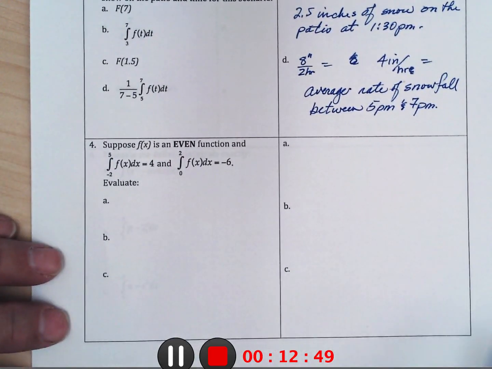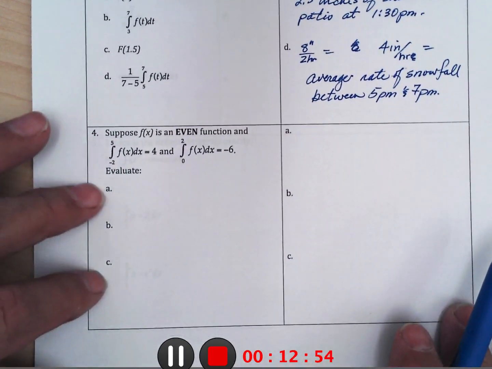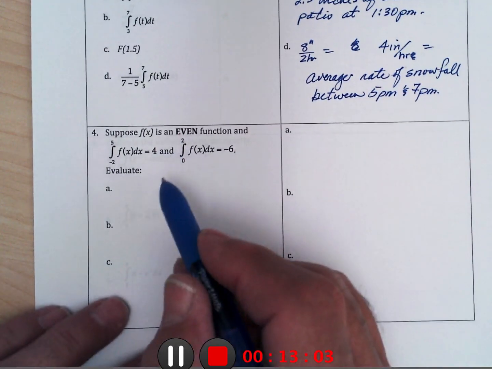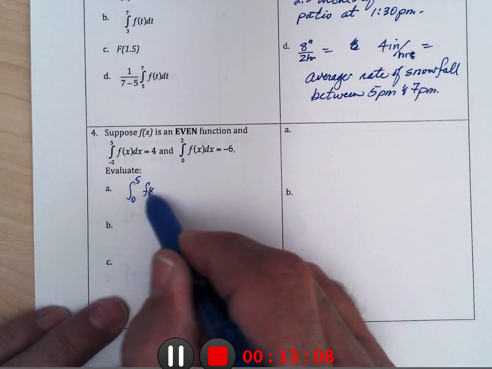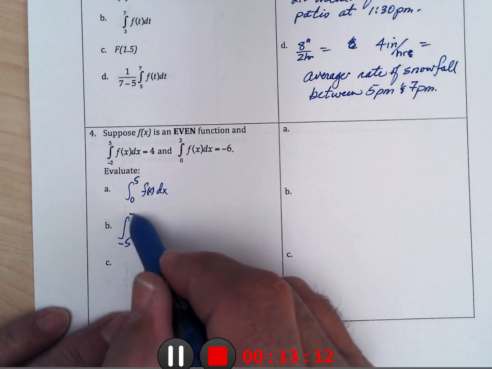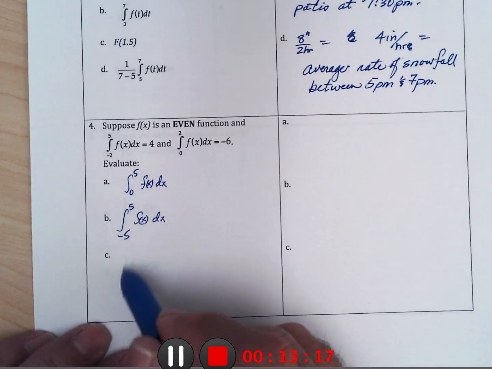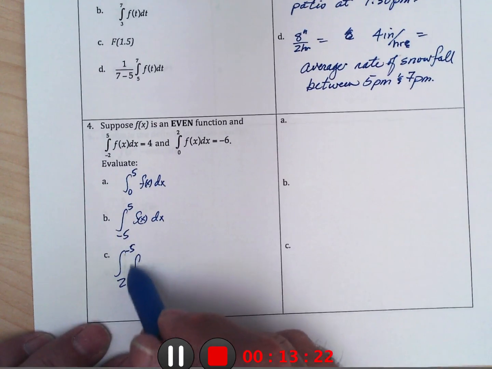This says, oops, this one doesn't show this problem here, so I'm going to have to find B. What was it? Somehow this didn't show up. So this one said 0 to 5 of f of x dx. This said from negative 5 to 5 of f of x dx. And this one said 2 to minus 5 of f of x dx.